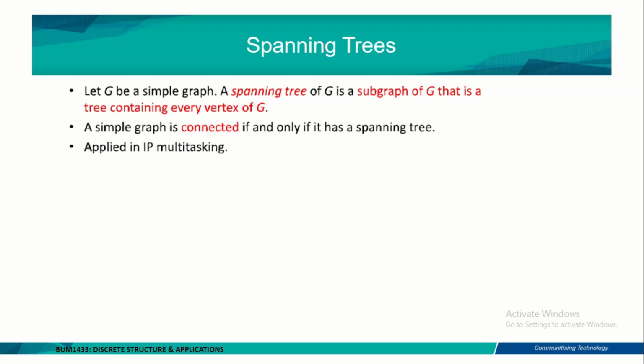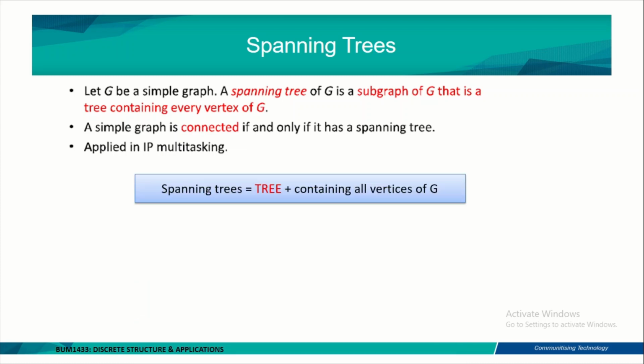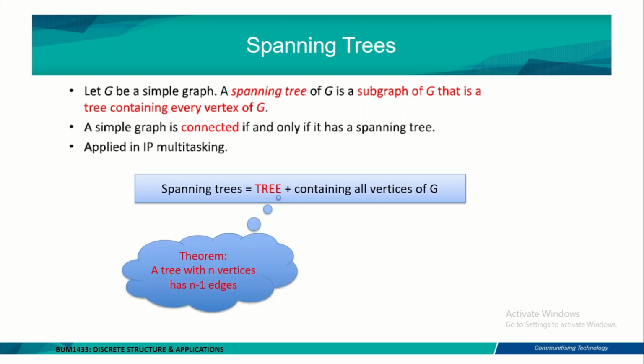So the spanning tree is the tree containing all the vertices of G. We know that a tree is an undirected graph. A tree is a connected undirected graph with no single circle. So the theorem for a tree is: a tree with n vertices has n minus 1 edges. So the spanning tree is the tree containing all the vertices of a simple graph G. Alright, this spanning tree is applied in IP multitasking.